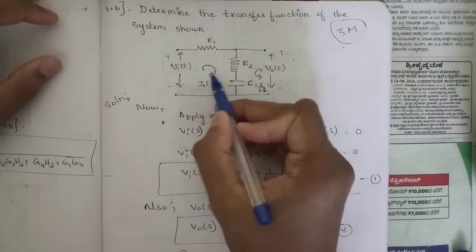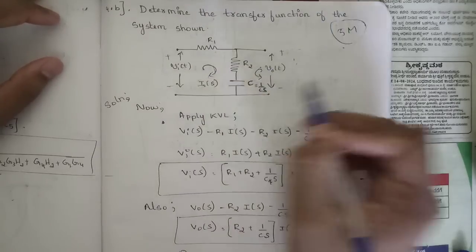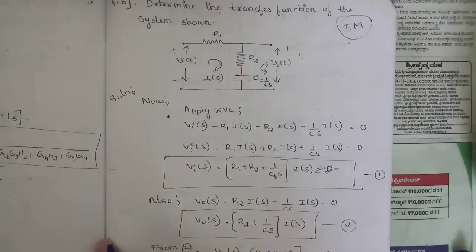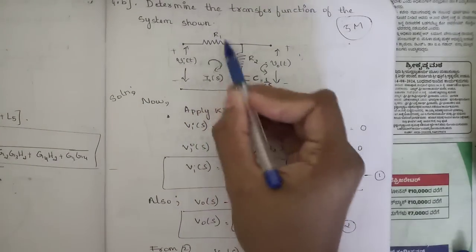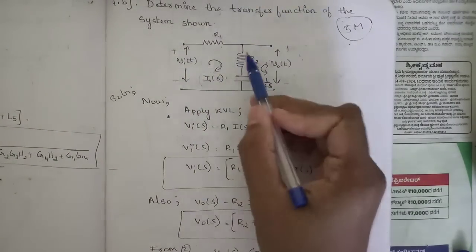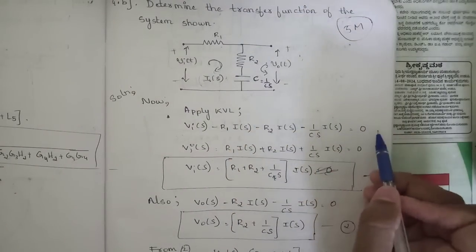Here apply one loop, and name that loop as I of S. It is common for these two. So apply KVL on this loop, that is Vi of S, since it is represented in S domain. So Vi of S minus R1 into I of S minus R2 into I of S minus 1 by Cs into I of S is equal to 0.